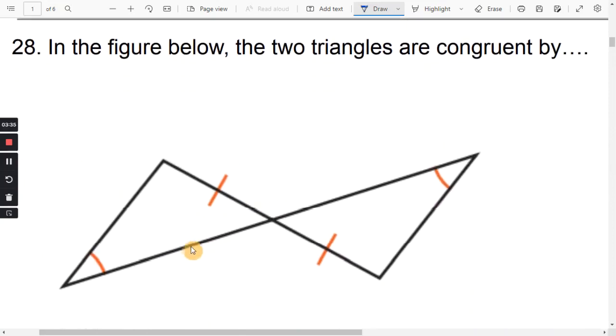28, very similar. You look for that X shape and you mark the vertical angles, the ones across from each other. Congruent and congruent, you mark them. And now we have angle, angle, side. That's abbreviated AAS. Now see, the side is not in between the two angles. If it were, this side would be right here, so that would be angle, side, angle. But that's not what we have. When the side is not in between the two angles, it's AAS.